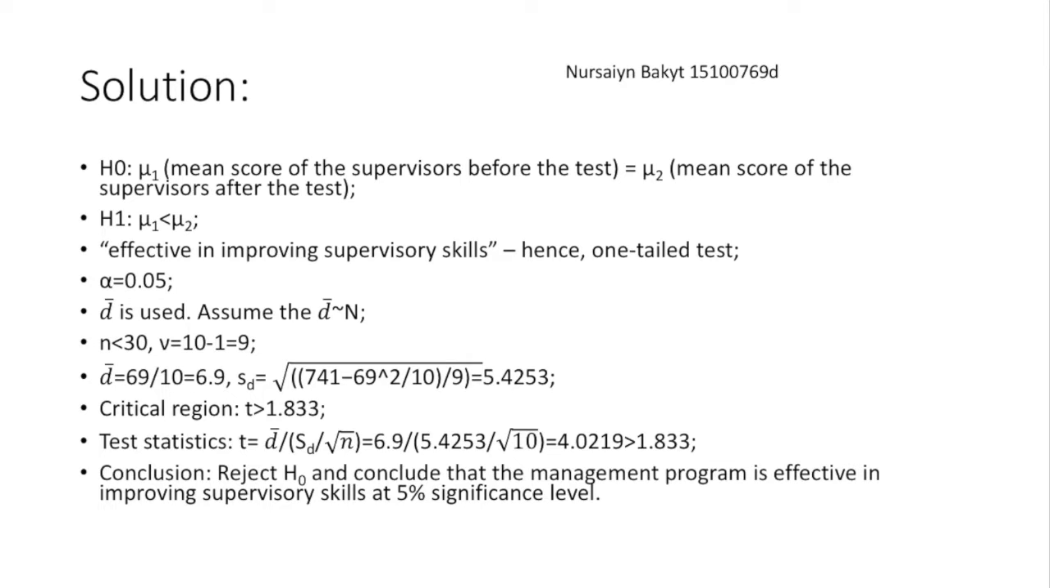So the mean of the differences is 69 over 10, which is 6.9, and the standard deviation is 5.4253. So we implement the test statistic using the formula given, and we find that t is equal to 4.0219, which is well in the region of higher than 1.833. So we reject the null hypothesis and conclude that the management program is effective in improving supervisory skills at 5% significance level. Thank you.